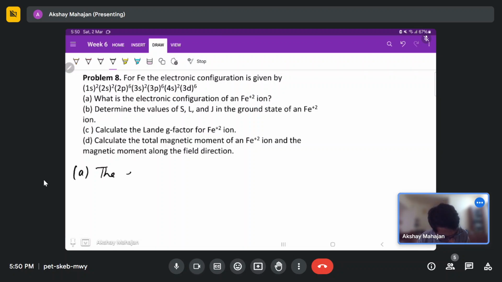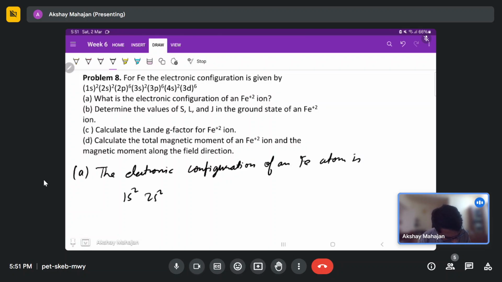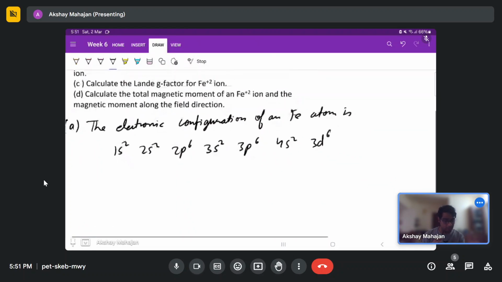It is given that the electronic configuration of an Fe atom is 1s2, 2s2, 2p6, 3s2, 3p6, 4s2, 3d6. Okay, so here we have to remove 2 electrons. Basically one might wonder from where we have to take the 2 electrons.